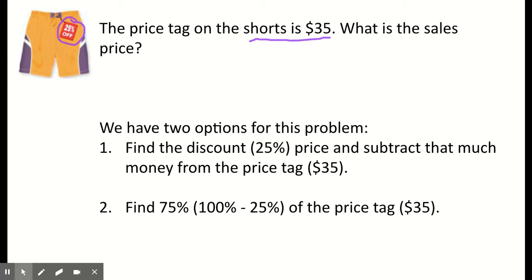All right. So we have two options for solving this problem. First thing you could try to do is find the discount, the 25%, and then subtract that much money from the price tag of $35. So if you find 25%, then you could subtract it. Discounts mean that you're going to be reducing the price. Or another thing that you could do is find 75% of the price tag. Now, 75% is the entire amount minus the discount. So remember, the entire amount is 100%, and you're removing 25% of it.